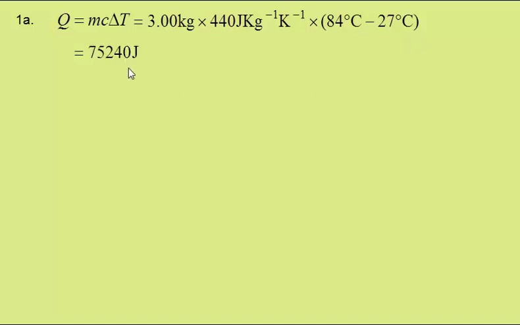This comes out at 75240 joules. This is 7.5 times 10 to the 4 joules to two significant figures.